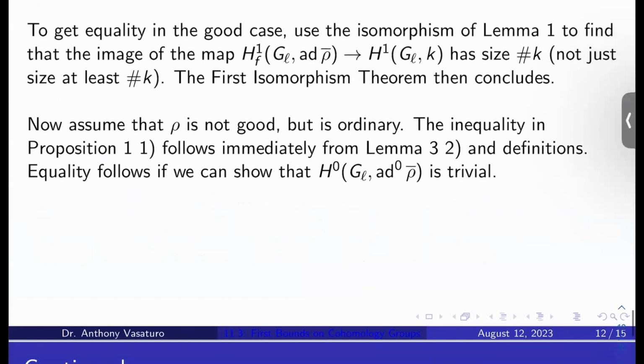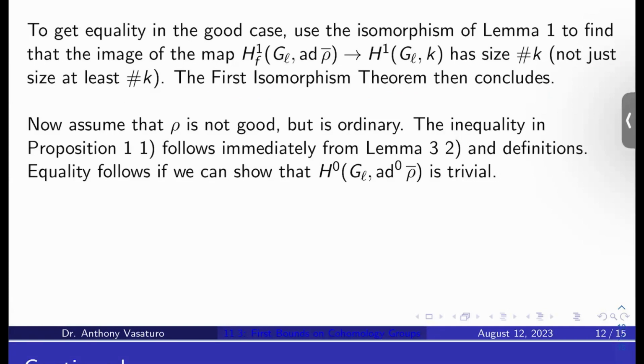Well, sorry, it's the inequality of proposition 1, part 1 in the good case. How do we get the equality? Use the isomorphism of lemma 1 to find that the image of the map H1F GL add rho bar to H1 GLK has size the cardinality of K, not just at least the cardinality of K. Then use the first isomorphism theorem. Okay, so I'll leave the details to you.